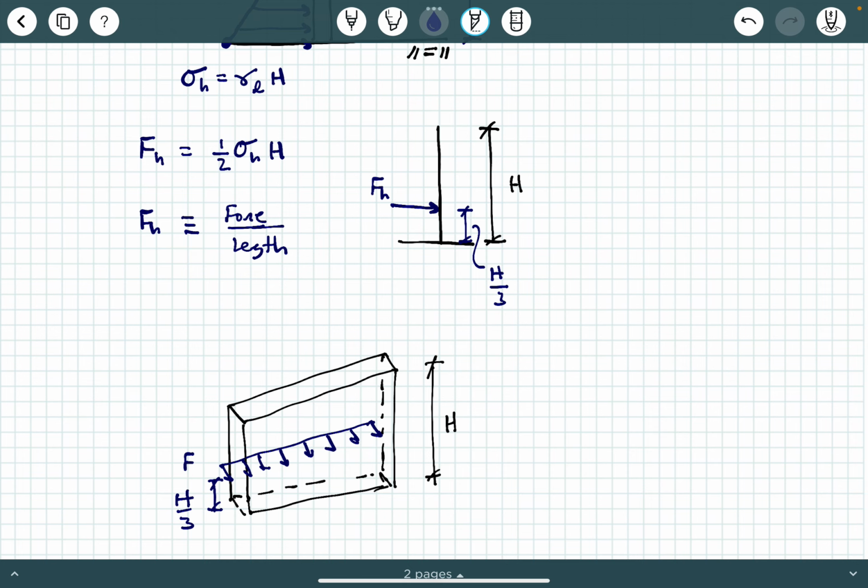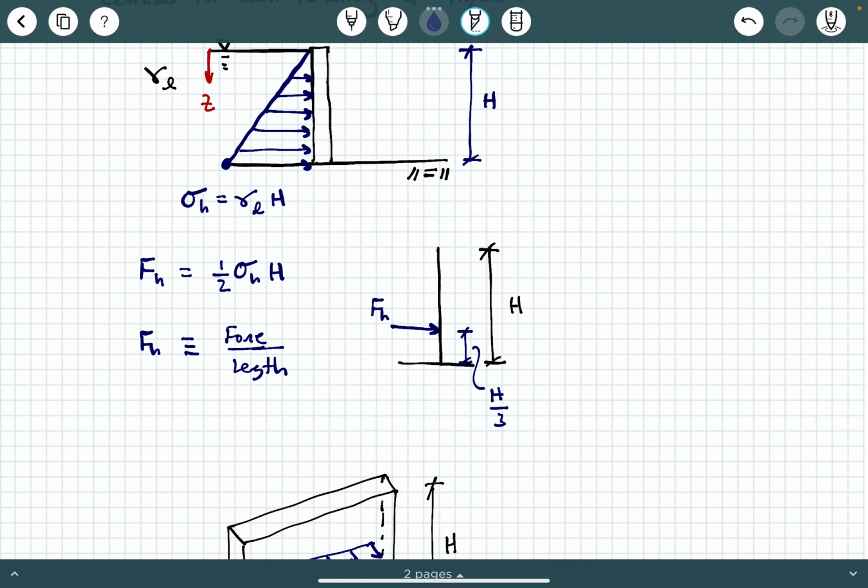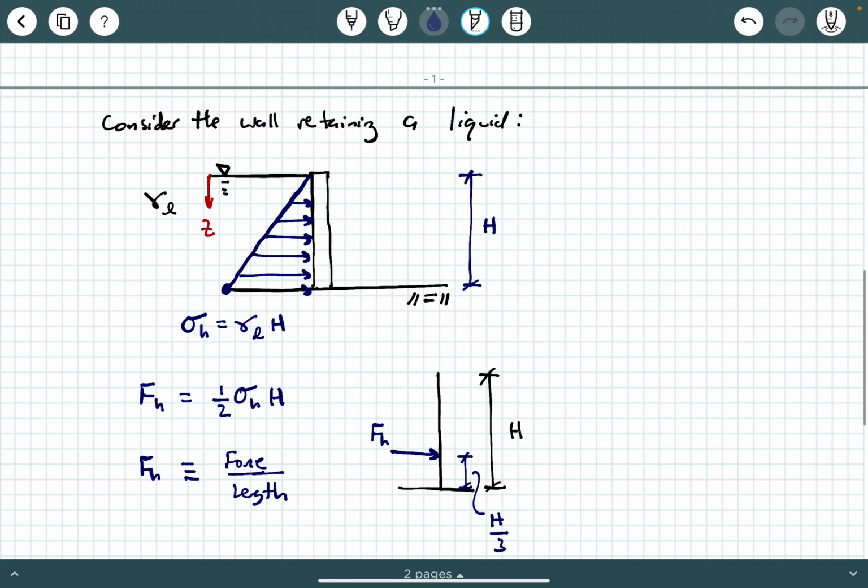So that's it. That's pretty much how it works. And again, if you've had a hydraulics course or a fluid mechanics course, this will be quite familiar to you. But in structural engineering, we have to know about this because hydrostatic forces act upon our structures that we design. So we need to know how to develop those forces.